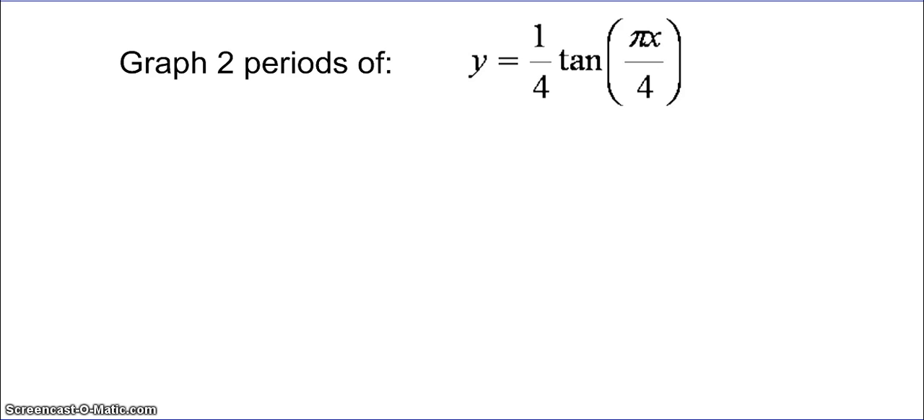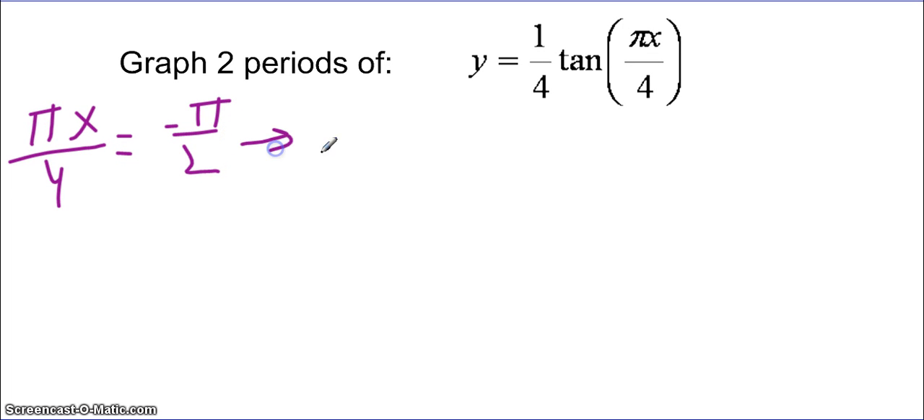Alright, so now we're going to start an example. We'll finish it in part 2, but let's go ahead with what I said to do first, and that is solve for the starting x value. So for tangent, that means we say pi x over 4 equals negative pi halves. So that's our bx minus c. C is 0 in this case. If we solve this, the pi's are going to go away, and we're going to be left with x equals negative 2. So negative 2 is my starting value.